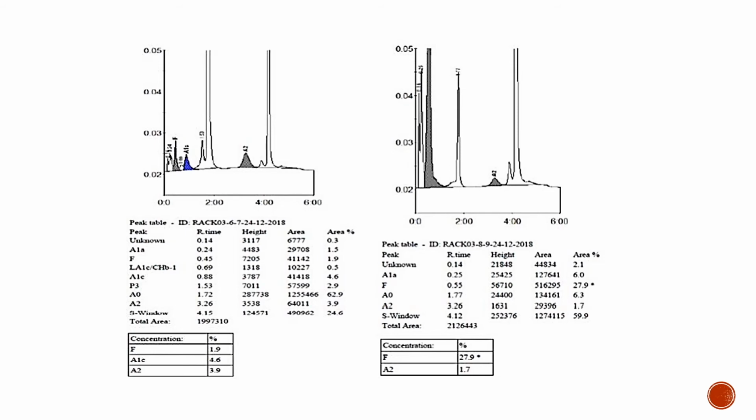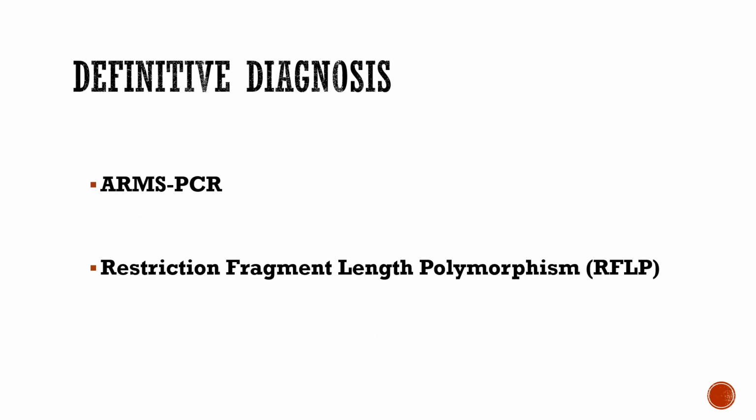So A2 is considerably low, F is raised, and S is high. So we can think of it as sickle cell homozygous disease. Now, how do we do a definitive diagnosis? I already mentioned you have to do a molecular analysis. We can do ARMS PCR, or we can do restriction fragment length polymorphism.